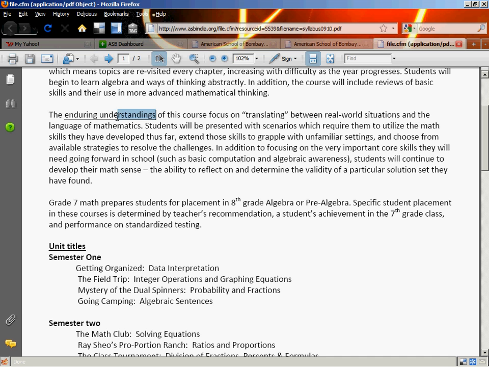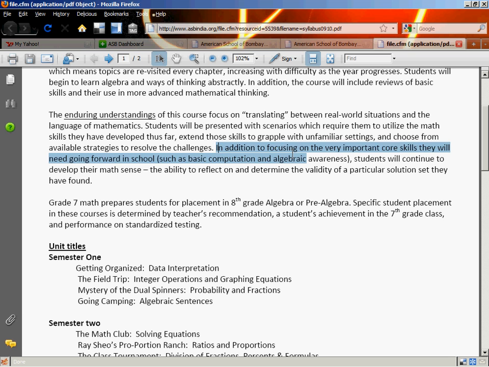The big understandings, the enduring understandings, the lessons that we want you to get out of this class focus on translating between real-world situations and the language of math. You'll be given problems that have been put in English, real-life situations, and what you'll need to do is make them into math problems that you can solve. And we're going to teach you how to do that. You're going to learn how to do that and be able to apply those skills.